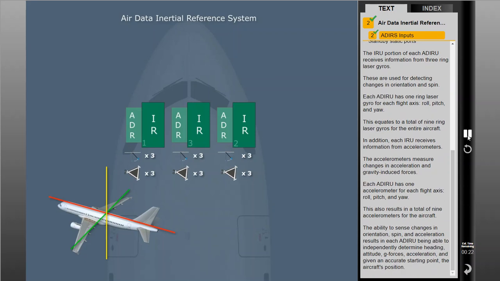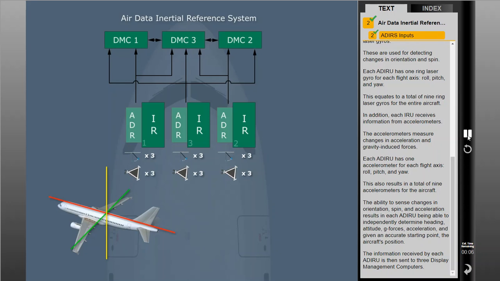The ability to sense changes in orientation, spin, and acceleration results in each ADIRU being able to independently determine heading, attitude, G-forces, acceleration, and given an accurate starting point, the aircraft's position. The information received by each ADIRU is then sent to 3 display management computers.